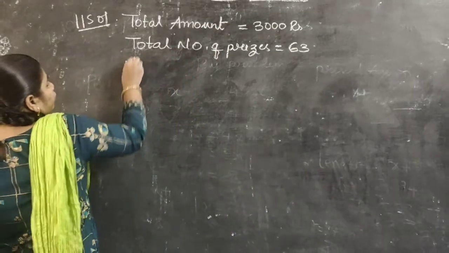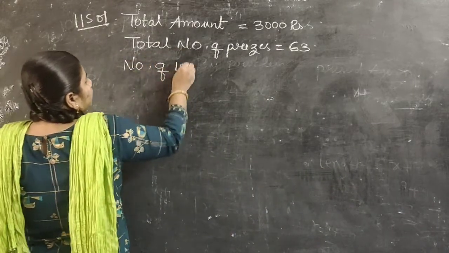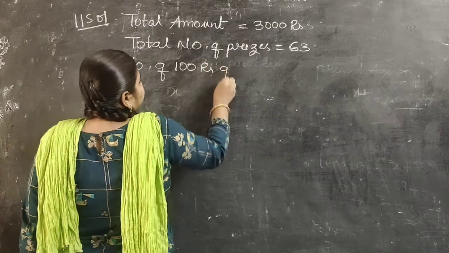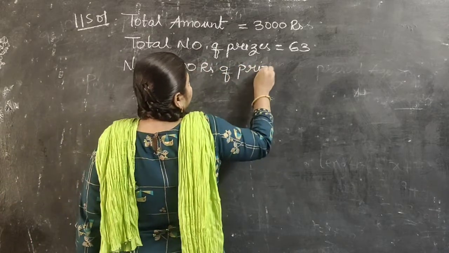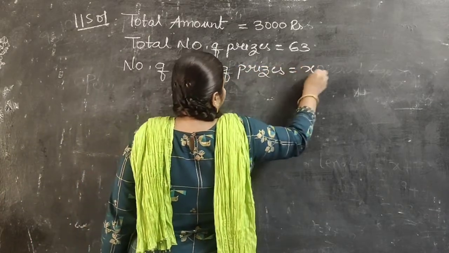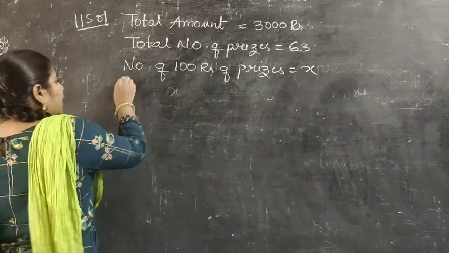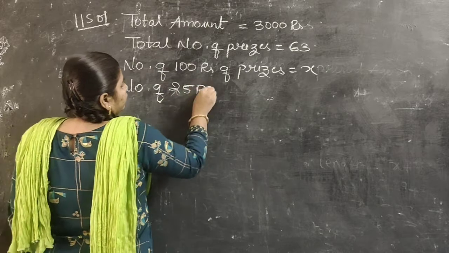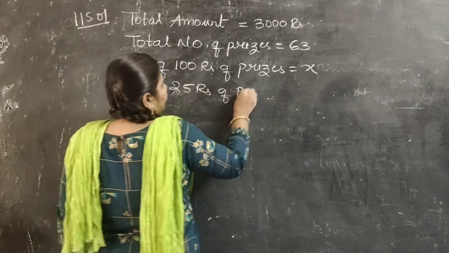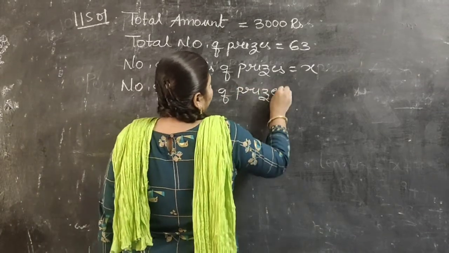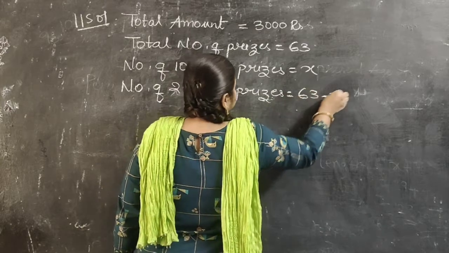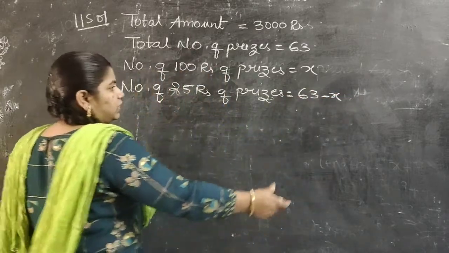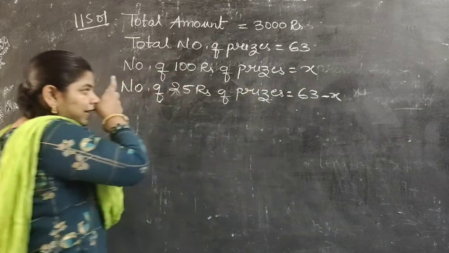So the number of 100 rupee prizes, we don't know, so we are taking it as x, and the number of 25 rupee prizes will be 63 minus x. Why are we taking 63 minus x? I already told you in previous classes.